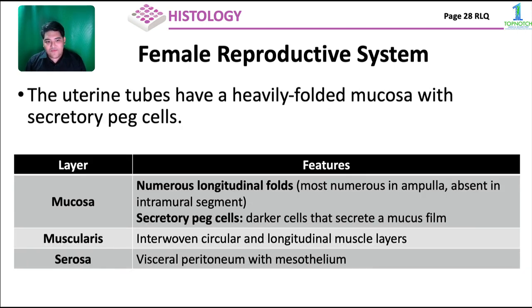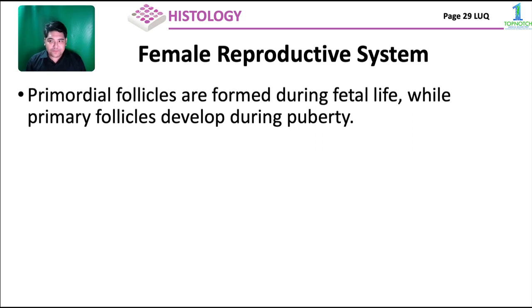Now, the uterine tubes have heavily folded mucosa with secretory peg cells. So, peg cells, it's from the uterine tubes. You have the different layers: mucosa, muscularis, and serosa. So, mucosa, doon makikita ang secretory peg cells. And then your muscularis, interwoven circular and longitudinal muscle layers. Your serosa, okay, your visceral peritoneum with mesothelium.